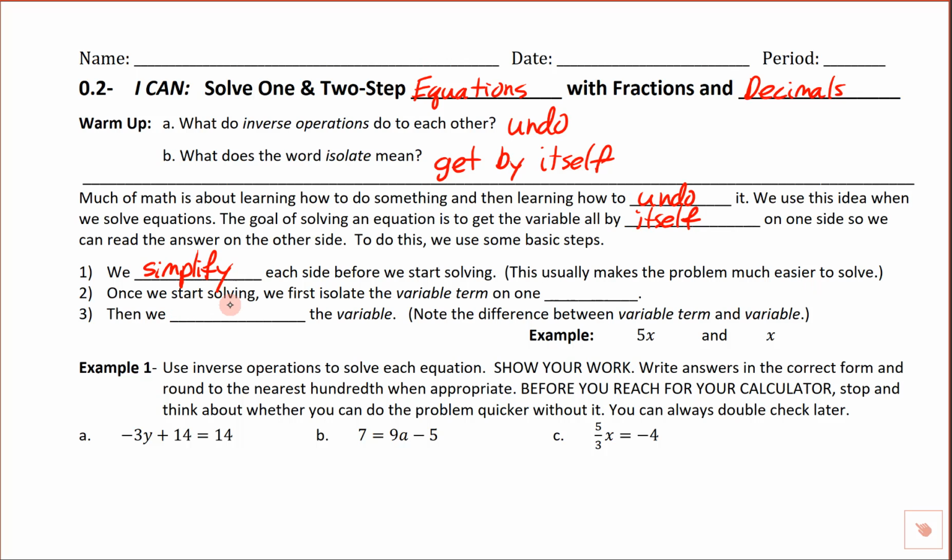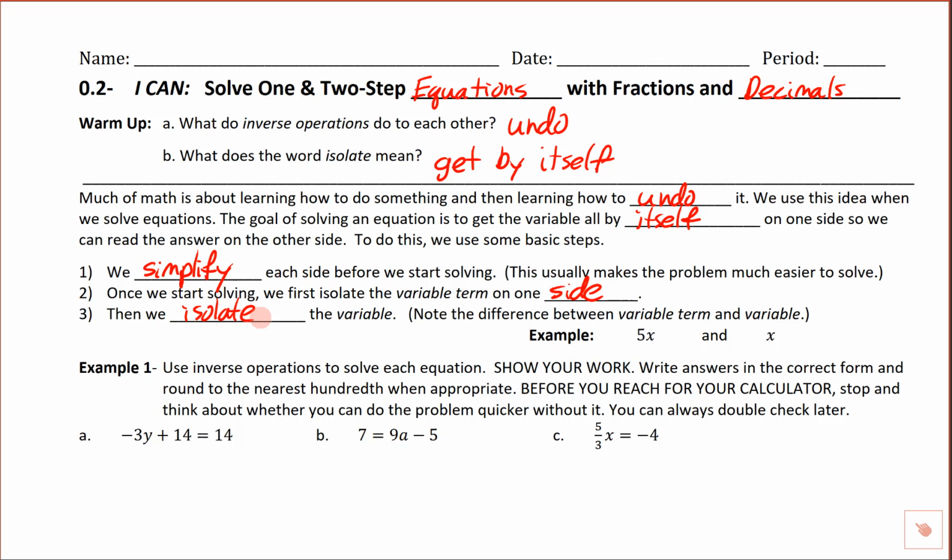And then once we do start solving, the first thing we do is we isolate the variable term on one side. And then after we've isolated the variable term, we've figured out which side is going to have the variable on it. Then we isolate the variable. So let's write the word isolate here. You'll notice that I'm saying the word isolate a lot. We do a lot of getting things by themselves using these inverse operations.